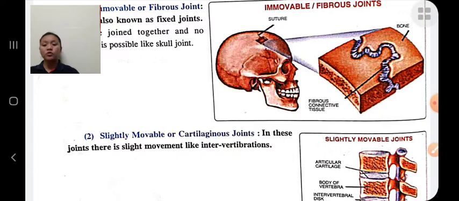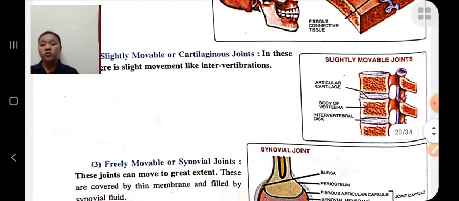The freely movable joint is also known as the synovial joint. This joint moves freely to a great extent due to the synovial fluid present in the joint. This synovial fluid acts as a greasing agent which makes the joint slippery so it moves freely.